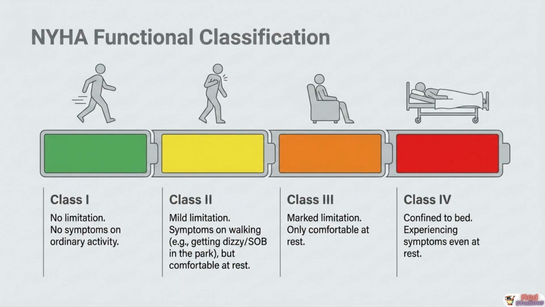NYHA Class 4 represents complete inability to perform any physical activity without symptoms. The patient is confined to a bed or chair and experiences symptoms of heart failure even at rest. This class carries a 1-year mortality rate exceeding 50% without advanced intervention, such as cardiac transplantation or mechanical circulatory support.